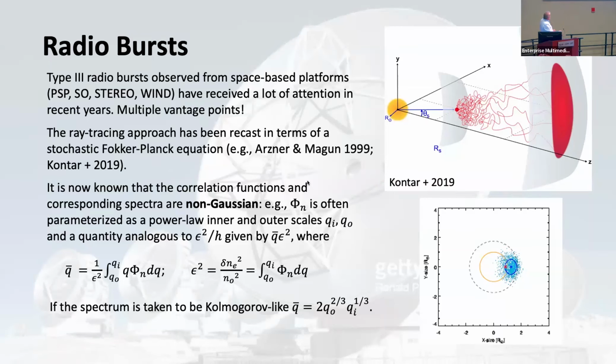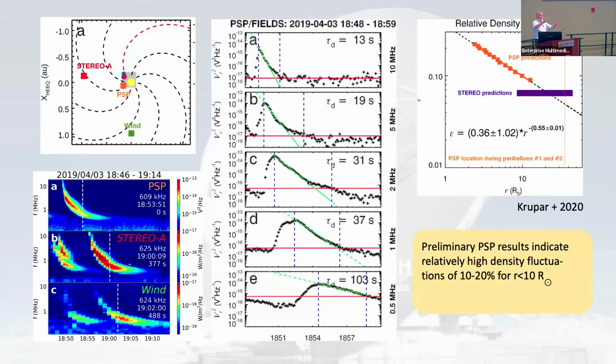And this sort of illustrates the diffusion of photons to some distant screen at 1 AU. And taking moments of that distribution, you determine the angular width and the position. So this has been used now for several years using these multi-point, multi-spacecraft vantage points. Here's an example from a paper by Krupar in 2020, which used STEREO A, Parker, and Wind.